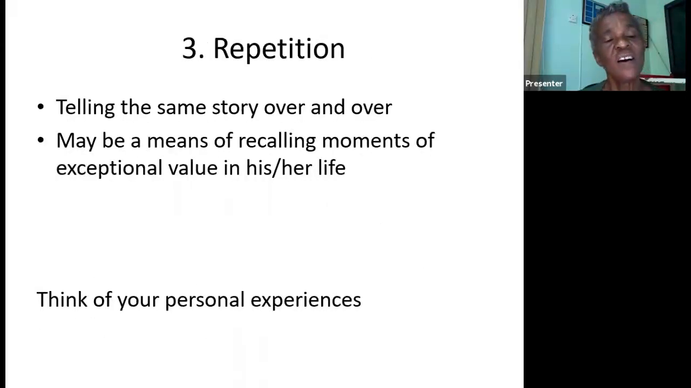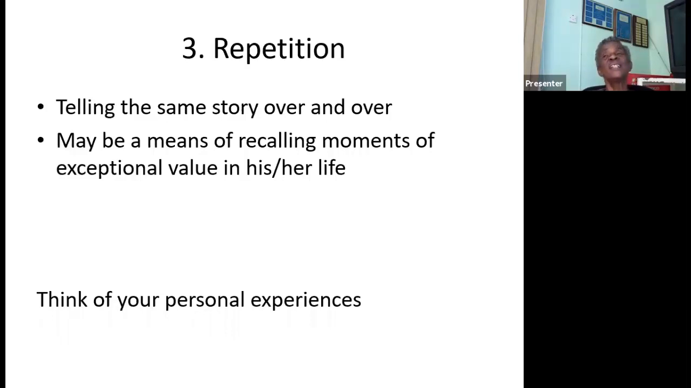So repetition is another means. They tell the same story over and over again. For them, it may be a means of reminiscing about things that were exceptional, things that hold values for them. And even the same story as with my father about what he did so that his children could go to school and get an education. It's something we have been hearing over and over again.